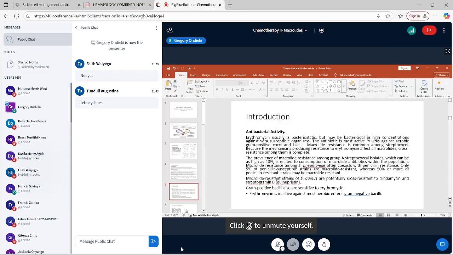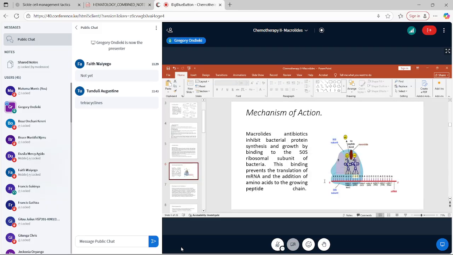Now, then we have a cross resistance with penicillin, right? So only 5% of penicillin susceptible strains are macrolide resistant, so that's an advantage. But 50% or more of penicillin resistant strains may be macrolide resistant, right? Because of that cross resistance, you expect that if a penicillin works, a macrolide may work, or there's a possibility that it's not. Erythromycin is inactive against most aerobic enteric gram-negative bacilli, right?